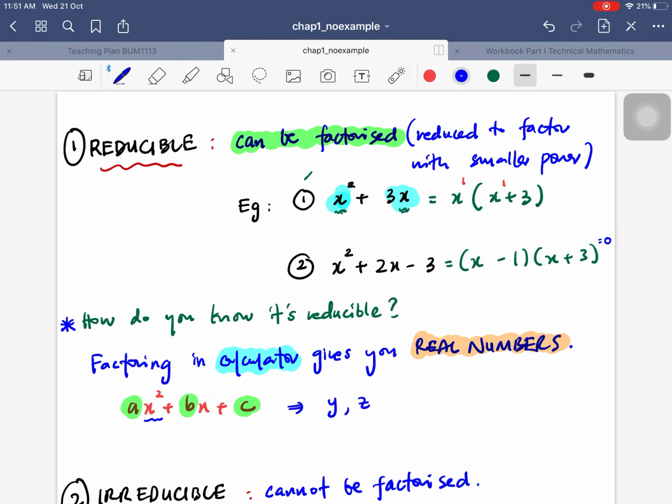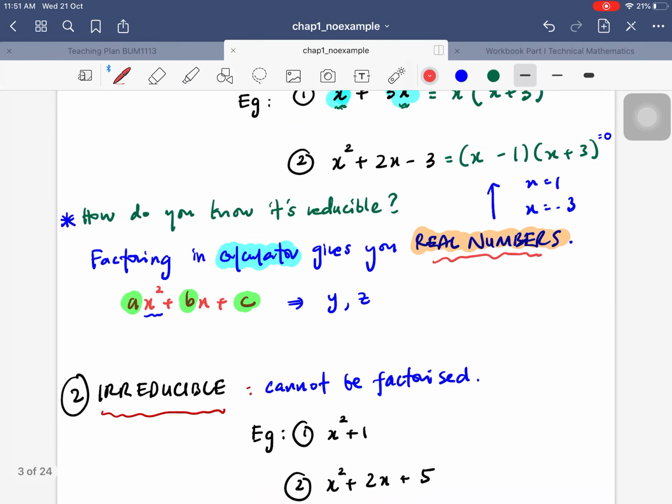Okay, so that is going to be the case when you use your calculator and you get real numbers. So that is going to be an example of a reducible function, meaning that you can reduce that. Your calculation is going to give you real numbers. So basically, what are real numbers? Real numbers are numbers that are real.